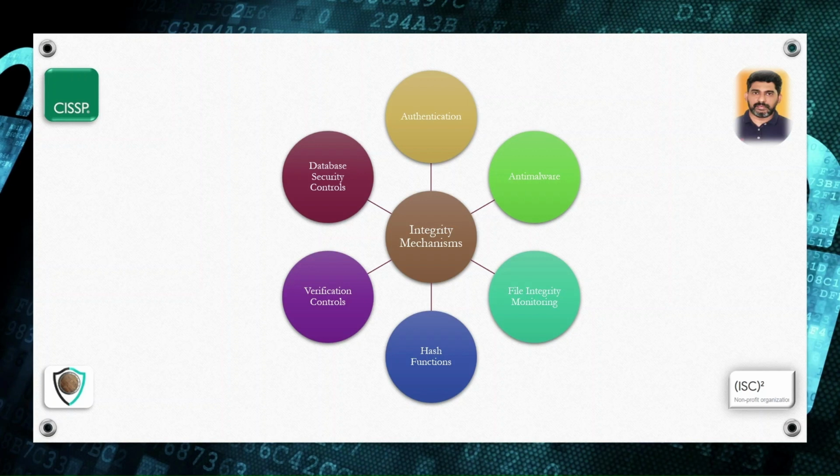Then we have verification controls. For example, let us say there is somebody doing a calculation. After that person does the calculation, a second person verifies it in order to ensure that there are no mistakes. So verification controls are an example of an integrity mechanism.